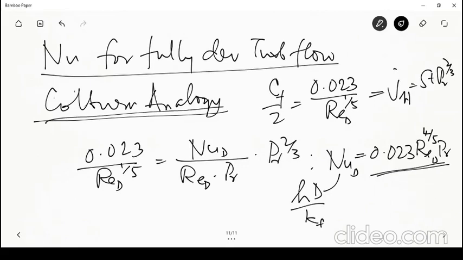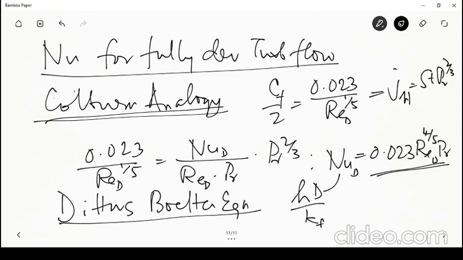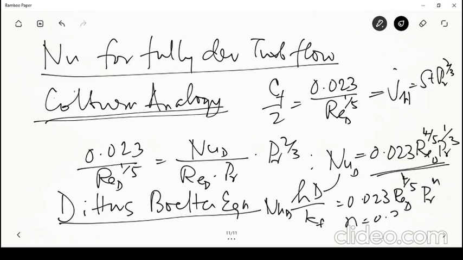This is slightly modified to give what is called the Dittus-Boelter equation. This Dittus-Boelter equation is actually an experimentally derived expression. It basically modifies this as Nu_D is equal to 0.023, which remains the same, Re_D raised to the power of 4/5, which remains the same, and Prandtl number raised to the power of n, where n is equal to 0.3 or 0.4 depending on whether the fluid is being heated or cooled.